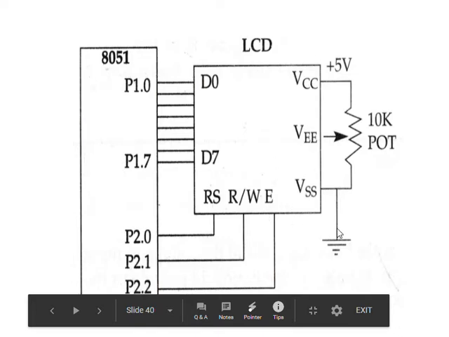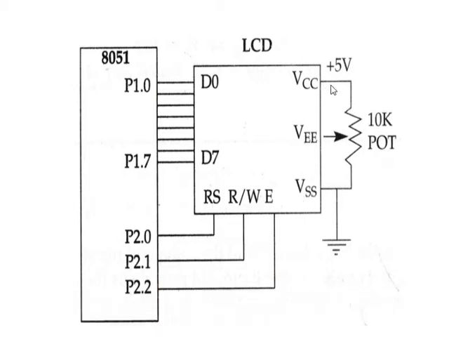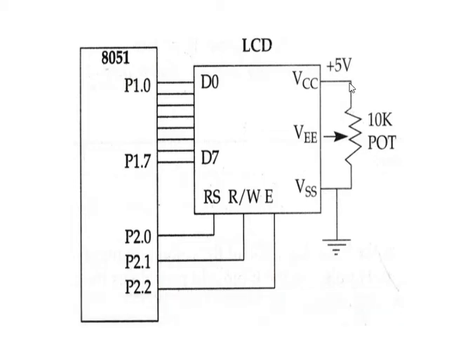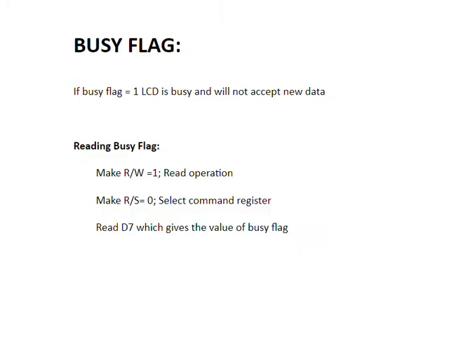Then if you look at the right hand side, you can see the connections for VCC, VEE and VSS. VCC is connected to plus 5 volt, VSS is connected to ground, and the fixed terminals of a potentiometer are connected to VCC and VSS. Its variable terminal is connected to VEE pin, and when you vary the pot, the contrast will change accordingly. So this is the interfacing diagram of the LCD display with 8051. Now before we write the program, we should learn a few more things about the LCD.